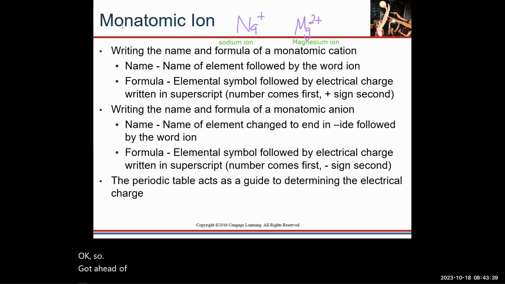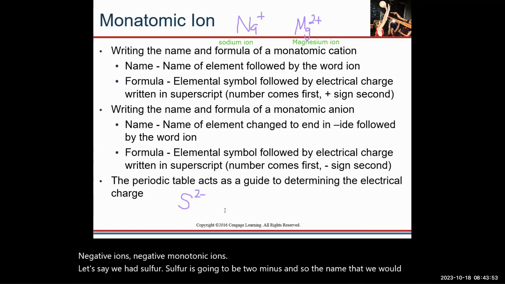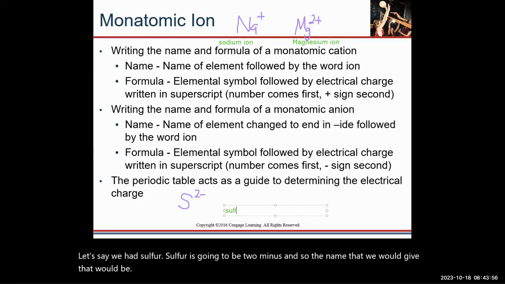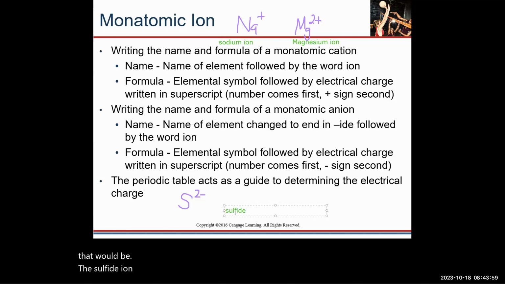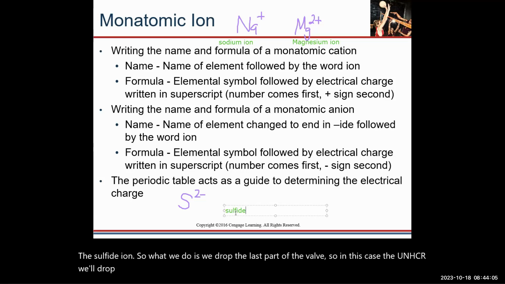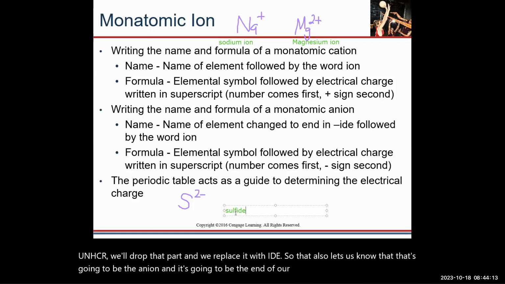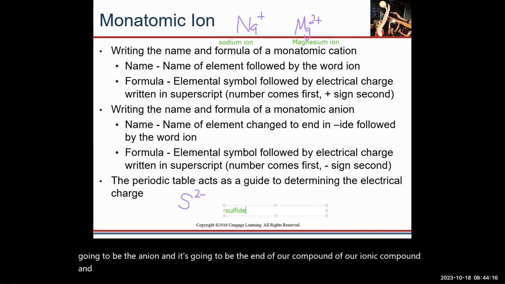When we're talking about negative monatomic ions, let's say we had sulfur. Sulfur is going to be 2 minus, and so the name that we would give that would be sulfide ion. So what we do is we drop the last part of the name. In this case, the U and the R, we'll drop that part and we replace it with IDE. So that also lets us know that that's going to be the anion and it's going to be the end of our ionic compound. And so we would call this guy the sulfide ion when it's written by itself.